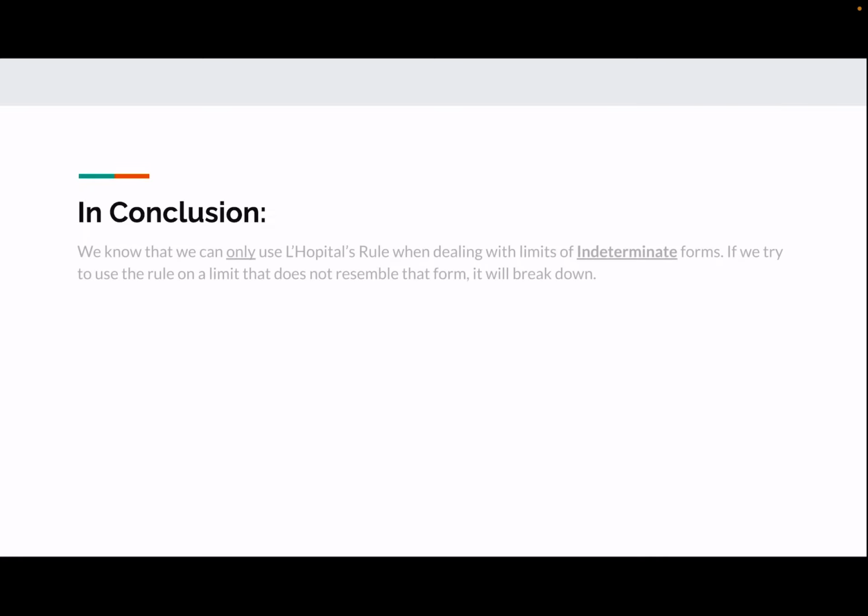In conclusion, we know that we can only use L'Hopital's rule when dealing with limits of indeterminate forms. So if you'll remember our essential questions, what is an indeterminate form? It's a form of 0 over 0 or infinity over infinity, for the most part, there are some niche cases. And we use L'Hopital's rule only when we have a limit of that form. That is the condition. That's EQ2. If we try to use that rule in a limit that does not resemble that form, it will break down. It will not work.